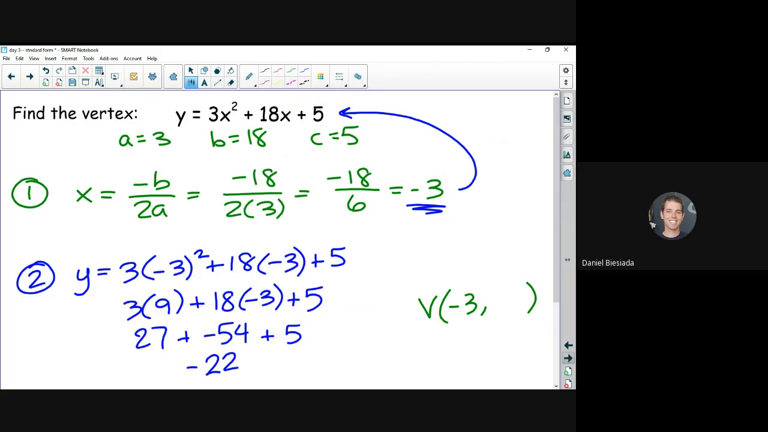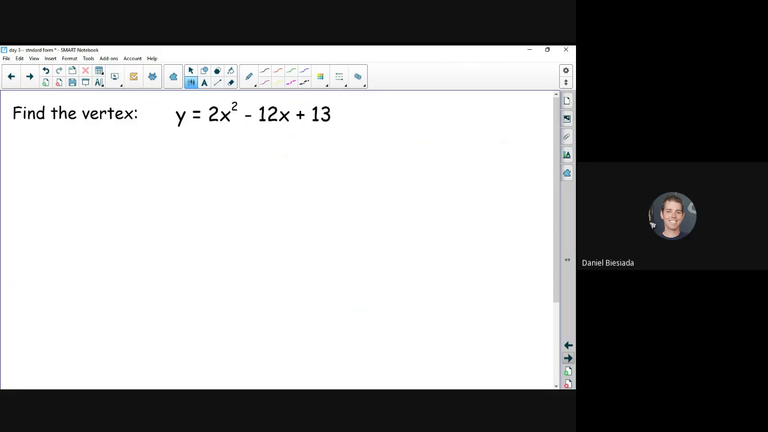That represents the y value, and that goes in for my vertex. And that is how we find the vertex in standard form. Let's take a look at another one.